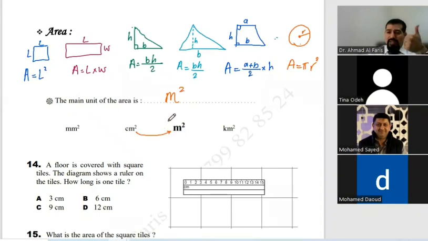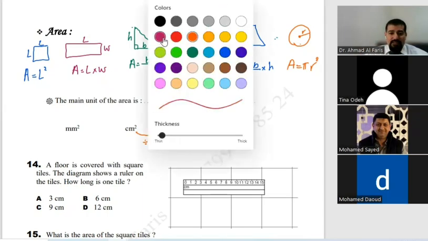Now, for length or distances, if we need to convert from centimeter to meter, we divide by 100, right? But for centimeter square to meter square, I have to divide by how much? 100 square. Exactly, 100 square. Why 100 square? Because the length in centimeter I divided by 100, the width in centimeter I also divide by 100. So length and width, I multiply both of them. So I will divide by 100 how many times? Twice, so 100 square.